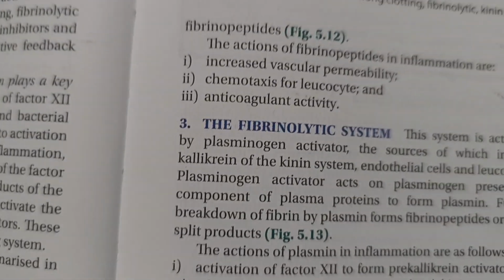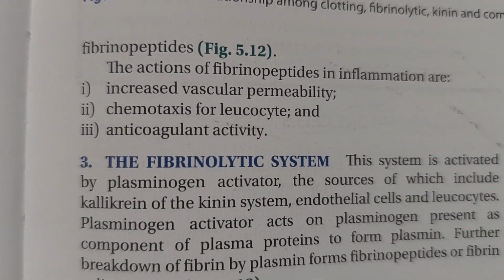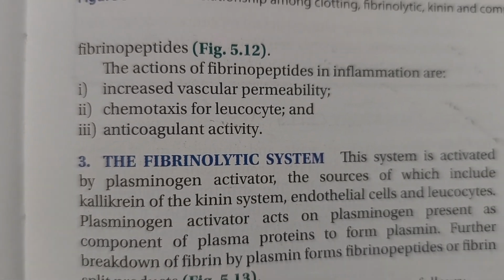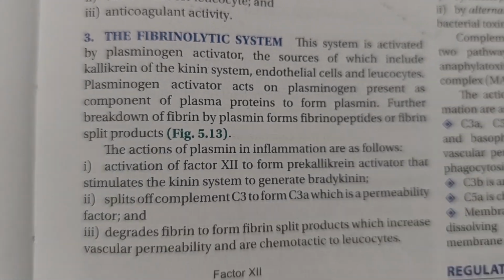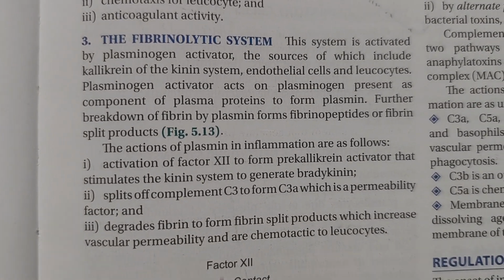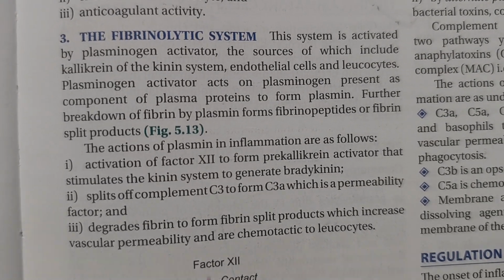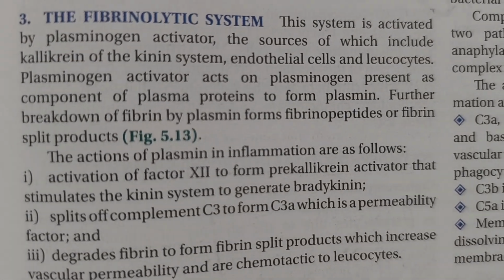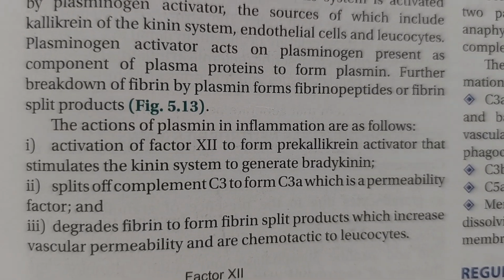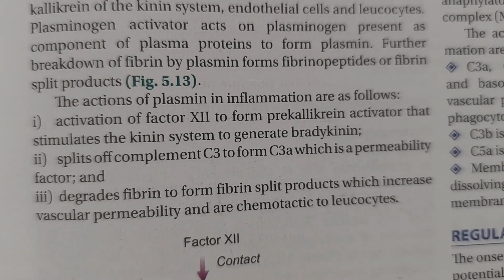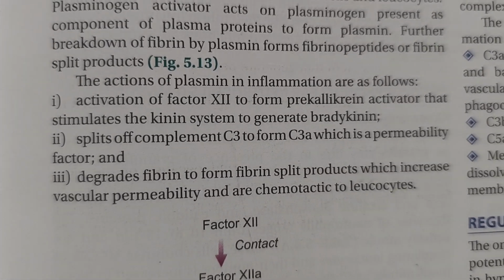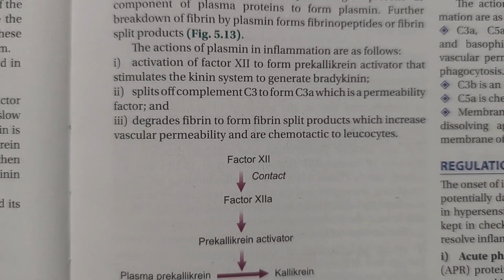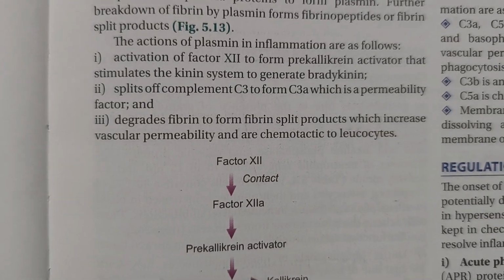Now let us see the actions of fibrinopeptide in inflammation: increased vascular permeability, chemotaxis for leukocytes, and anticoagulant activity. Third, the fibrinolytic system. This system is activated by plasminogen activator, the source of which includes kallikrein of the kinin system, endothelial cells, and leukocytes. Plasminogen activator acts on plasminogen, present as a component of plasma protein, to form plasmin. Further, breakdown of fibrinogen by plasmin forms fibrinopeptides or fibrin split products.